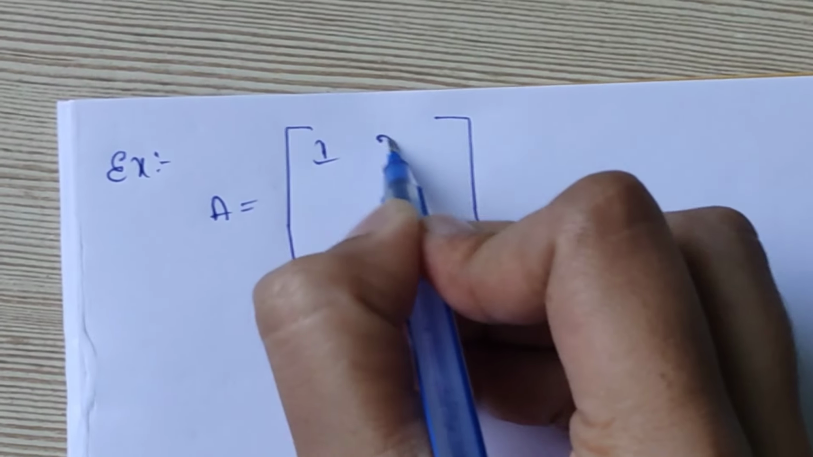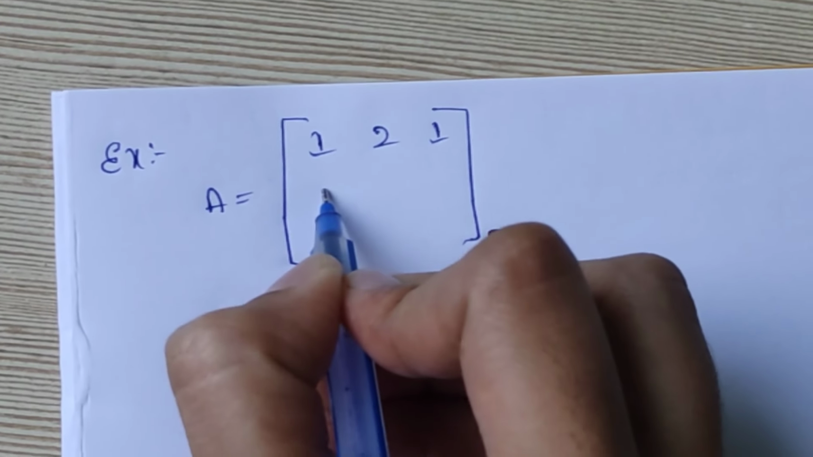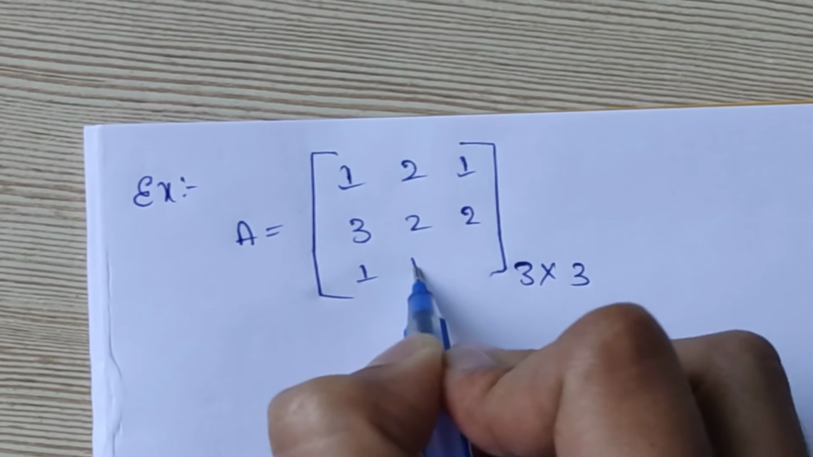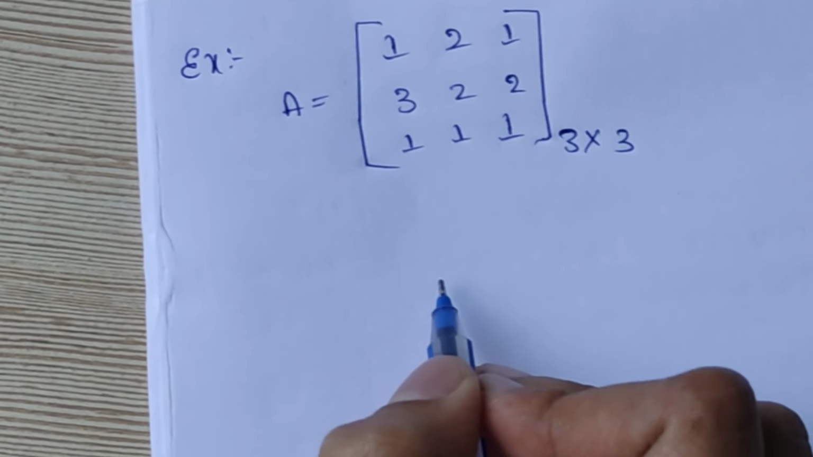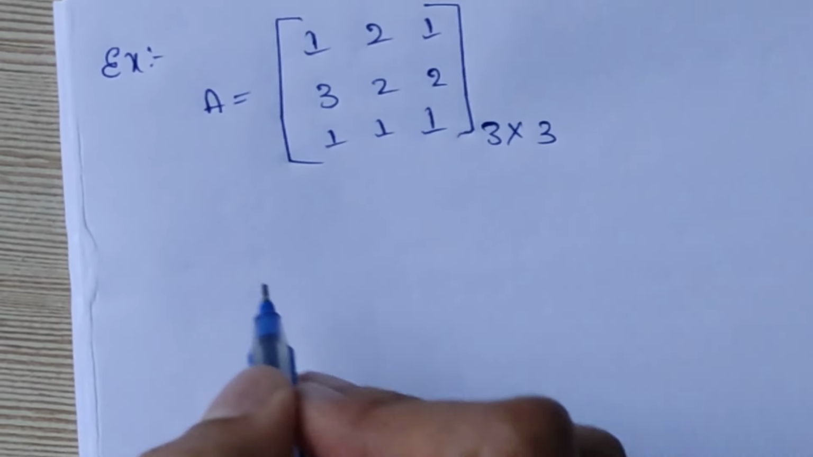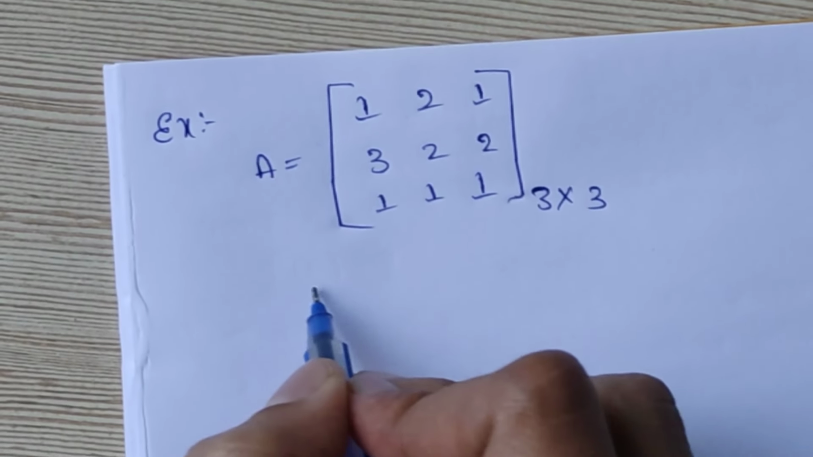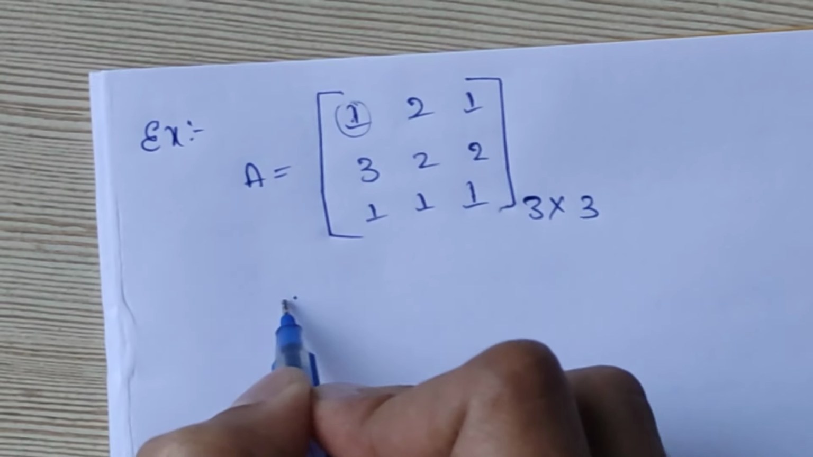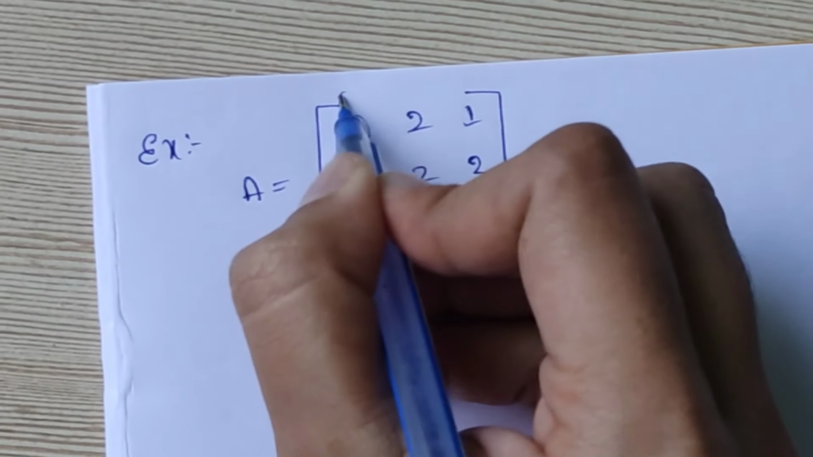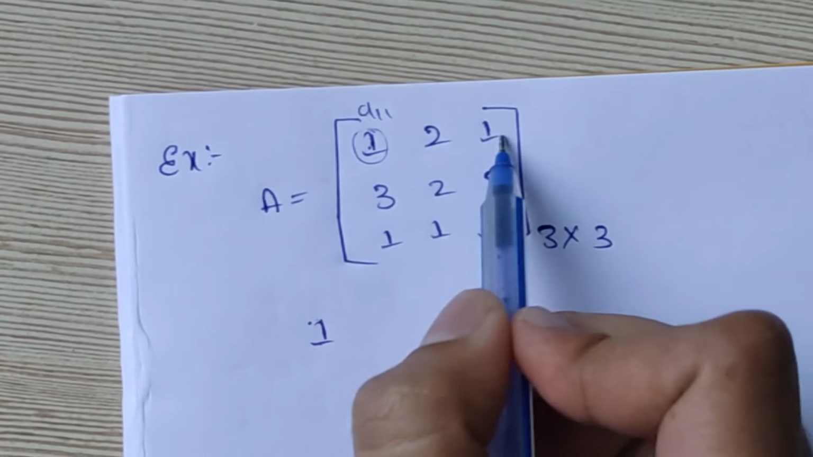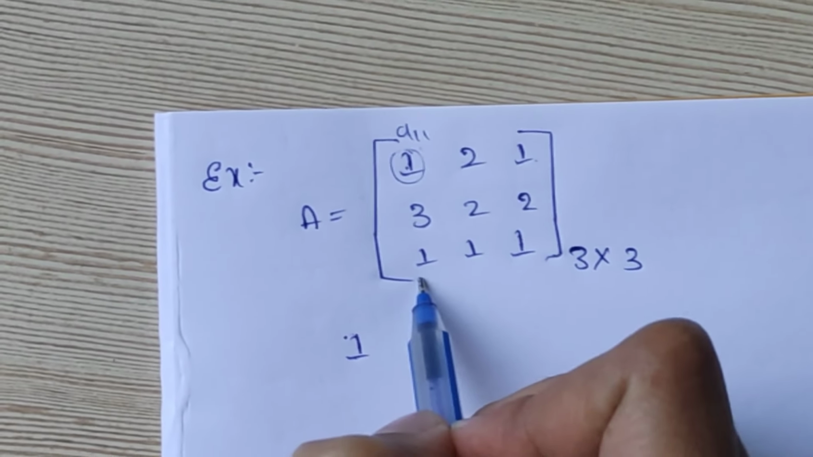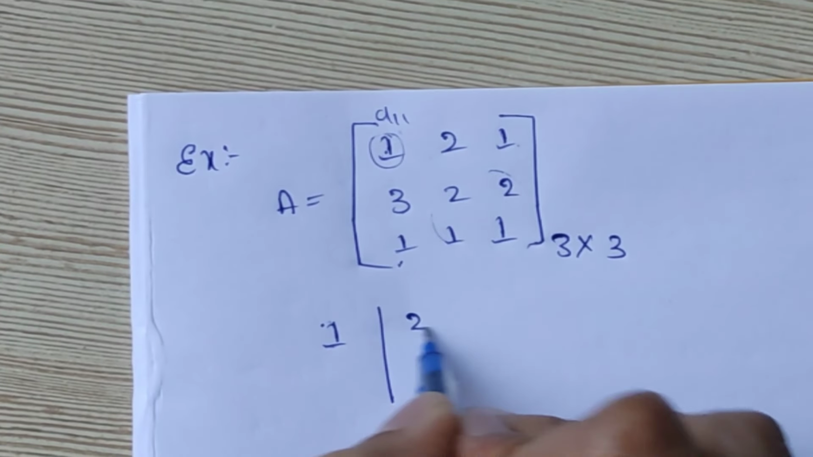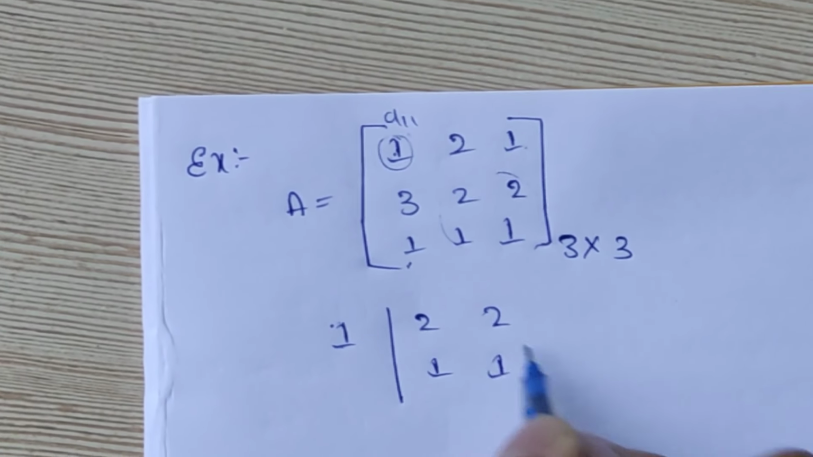So 1, 2, 1, 3, 2, 2, 1, 1, 1. So how do you find the determinant of this matrix? Let us see. So first element, that is A11, 1. First row, first column we have to leave, and we have to calculate the remaining terms, that is 2, 2, 1, 1.